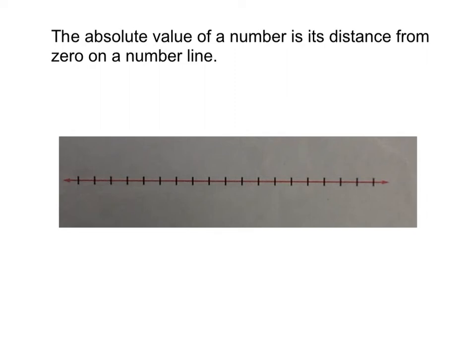Hello, tonight our lesson is on the absolute value of a number. Let's start by writing the following definition. The absolute value of a number is its distance from zero on a number line. So please get that into your notes.